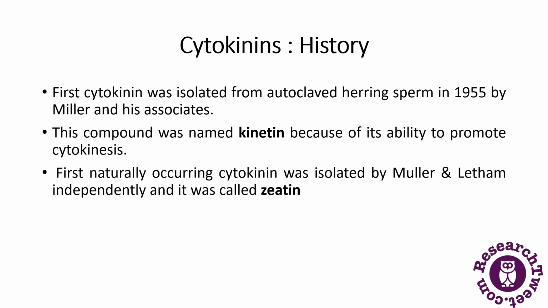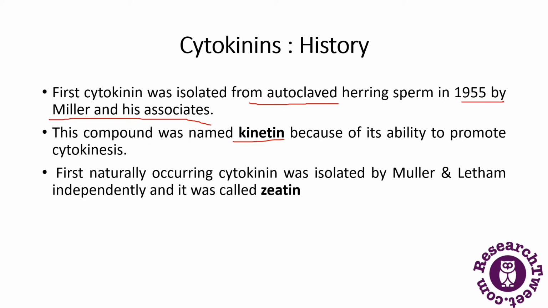So what is a cytokinin? How was it developed? What was the first thing that the scientists came to know about? The first cytokinin was isolated from autoclaved herring sperm in 1955. This was an experiment conducted by the scientist Miller and his associates. This compound was named kinetin because of its ability to promote cytokinesis.